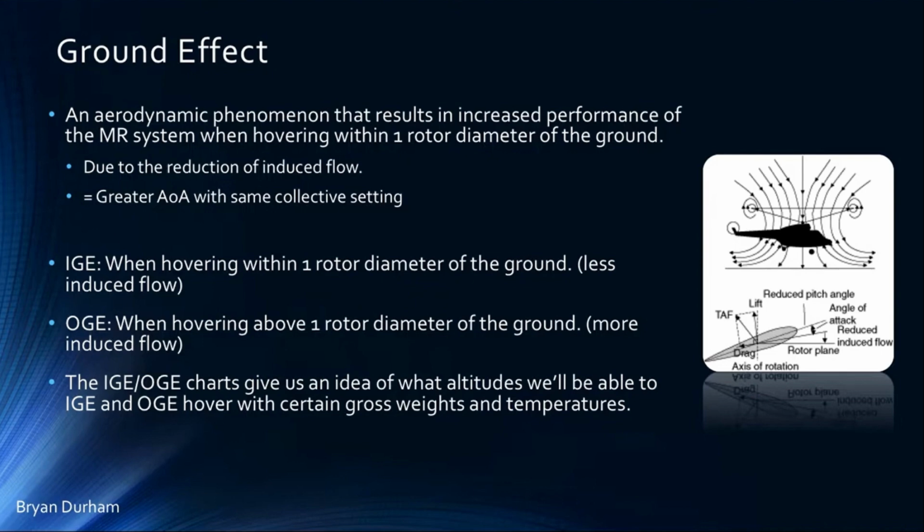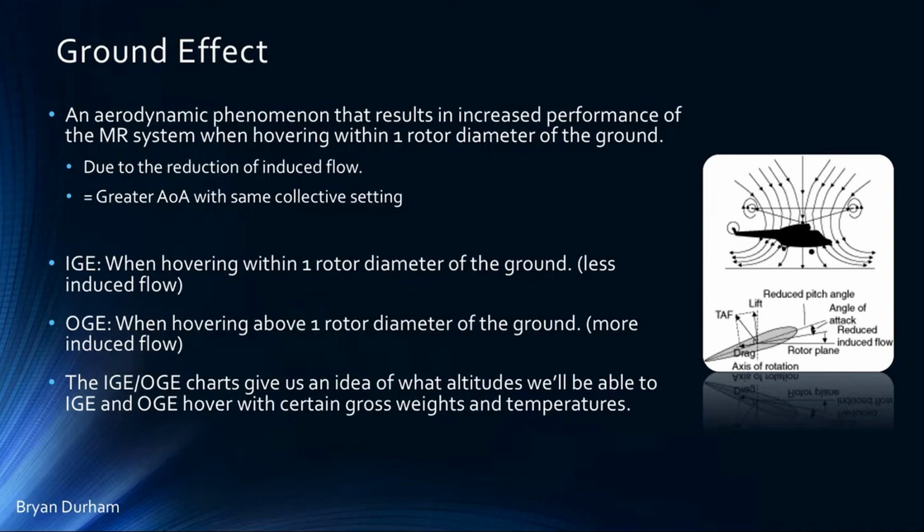So the reason why we have increased performance is when we're hovering within that altitude range, we have a reduction of induced flow. Now, they should remember from their aerodynamics ground lesson that there's two components of the relative wind. There's induced flow and there's the rotational relative wind, or you can think of that as horizontal airflow. Anytime we have an increase in induced flow, we naturally have a drop in angle of attack, which decreases our overall performance and vice versa.